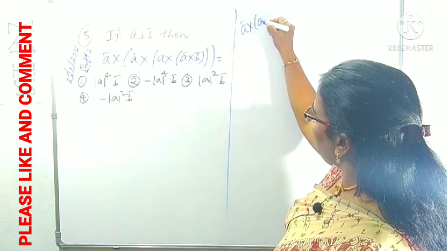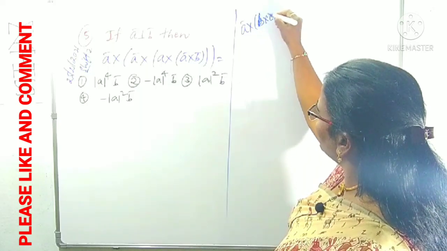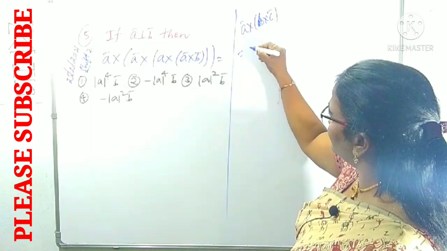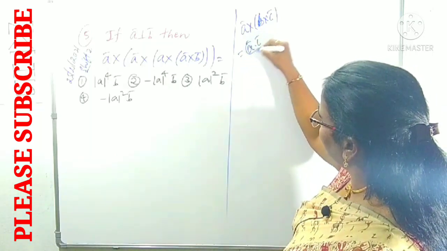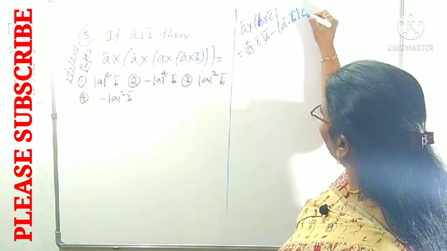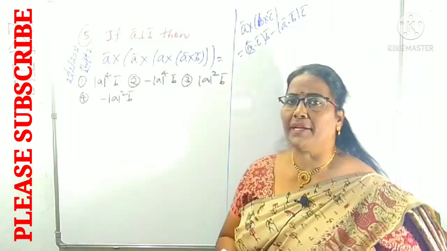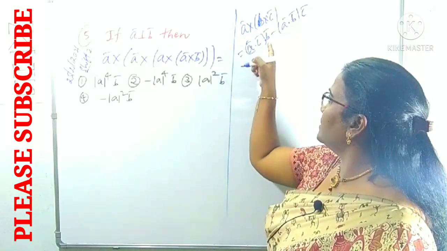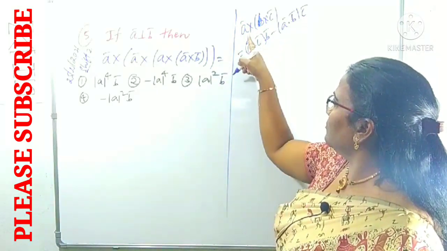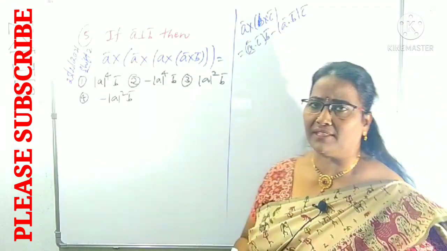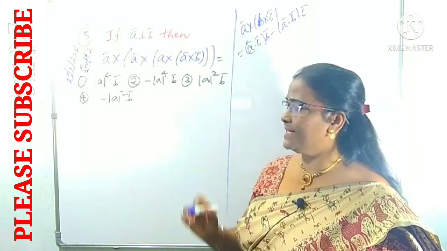A cross of B cross C is there. We can write A cross of B cross C as A dot C times B minus A dot B times C. This is called the vector triple product: A dot C B minus A dot B C, where A and C are the first and last vectors, B is the middle vector. How can we use it here? We'll see now.